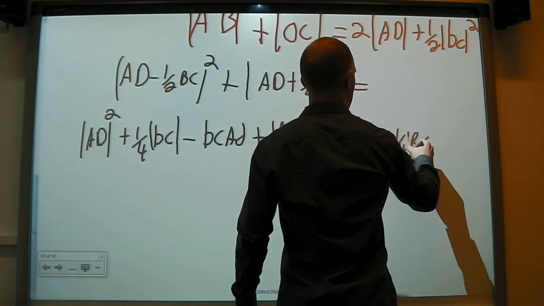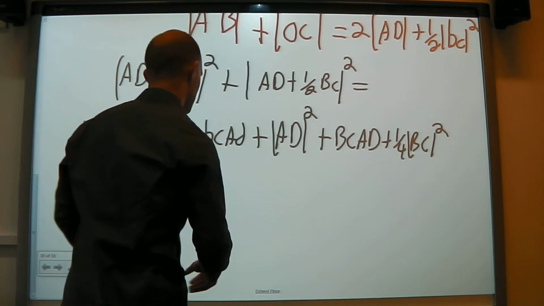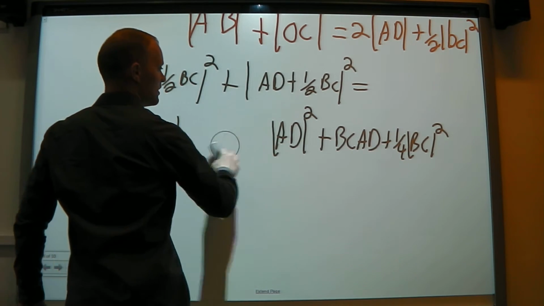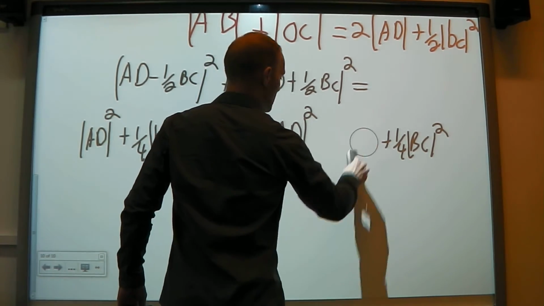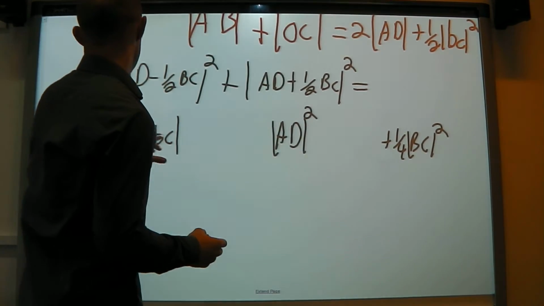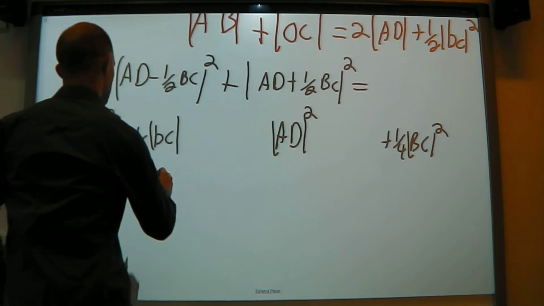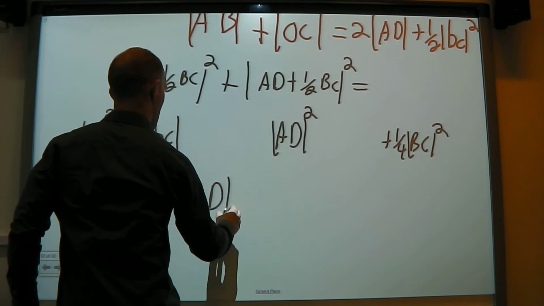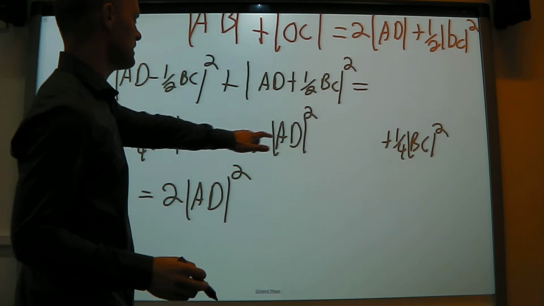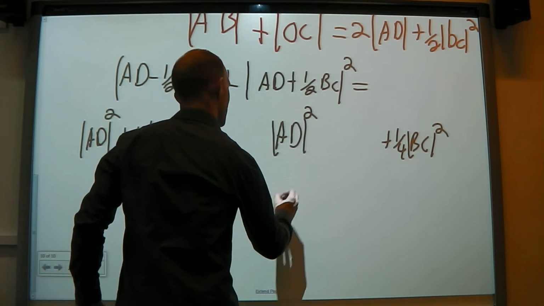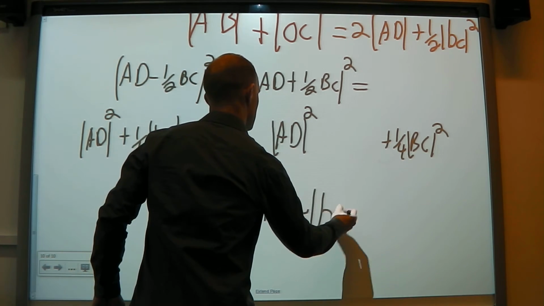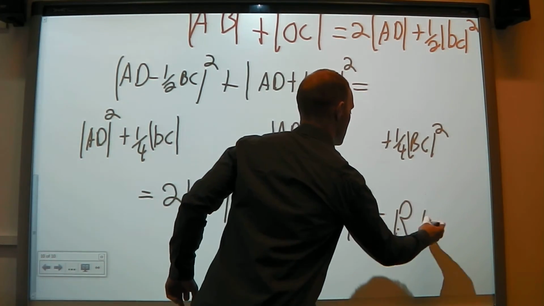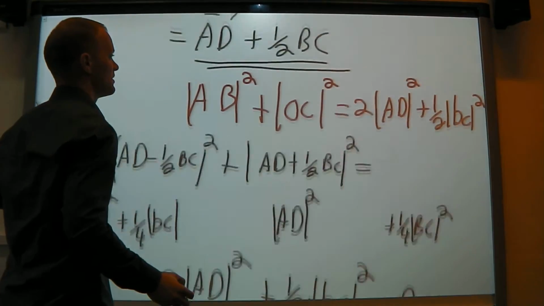So as you can see here, it's looking good already. What we can do straight away is we have minus BC.AD plus BC.AD, so we can cancel those out and draw 2 lines. And I want to get 2 AD squared. So we have an AD squared and AD squared here, which is equal to 2 AD squared, plus a quarter BC squared plus a quarter BC squared, which is plus half BC, all squared, which is equal to the right hand side. See the right hand side up there, so we've just proved that.